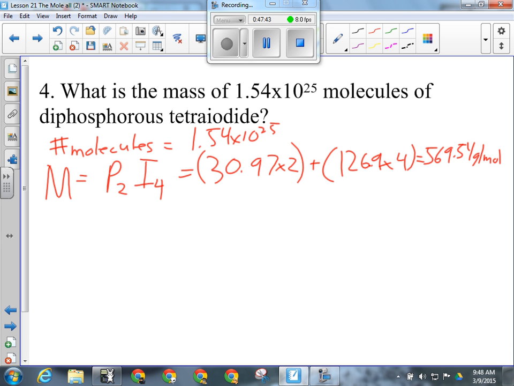So if I know how many molecules I have, and I know how many molecules are in 1 mole, can I figure out how many moles I have? Yeah, in the same way that if I ask you how many dozen you have, if you have 36 donuts, you go 36 divided by 12. Okay, well, I'm going to take this number here and divide it by Avogadro's number because that's how many there are in 1 mole. And that'll tell me the number of moles. All right, so N is going to equal our 1.54 times 10 to the 25 divided by 6.02 times 10 to the 23. Okay, divided by Avogadro's number. This will tell us the number of moles.